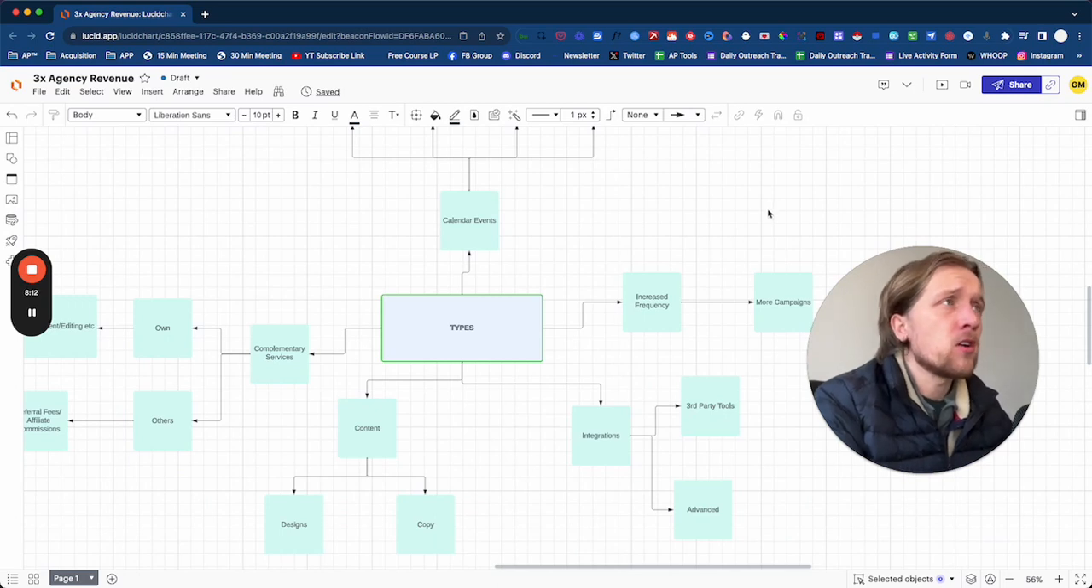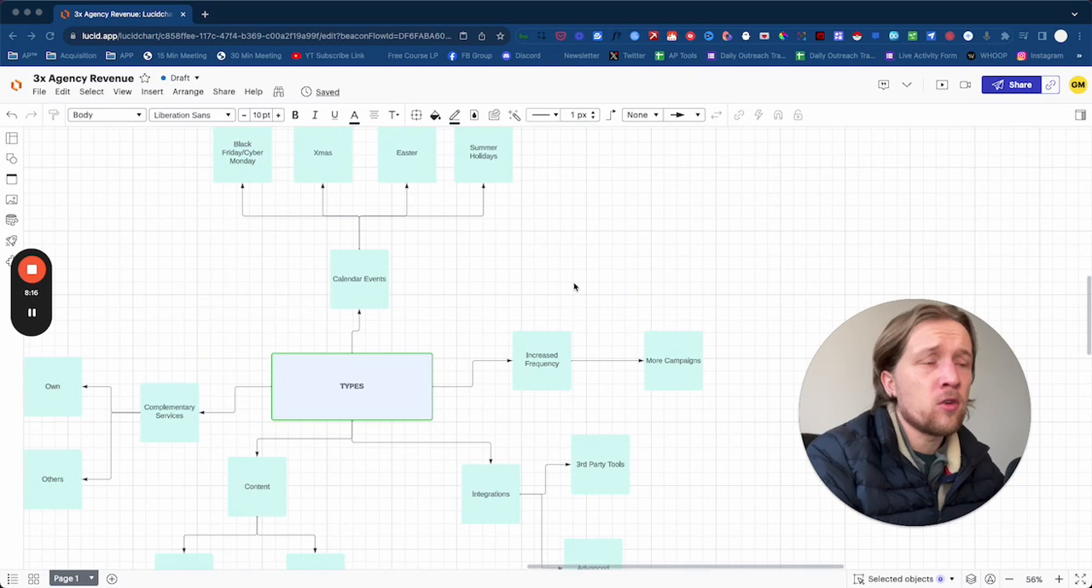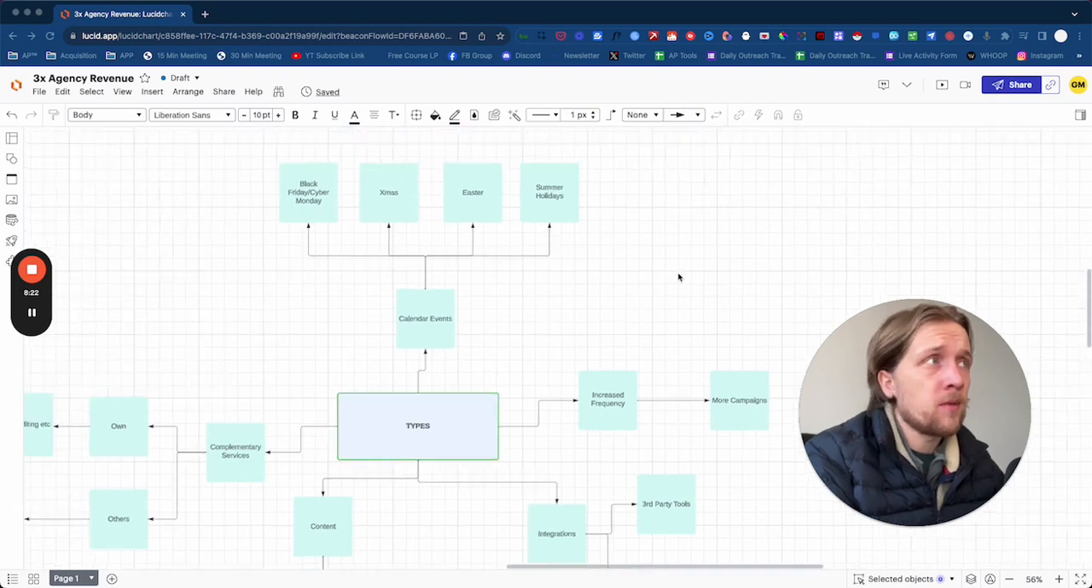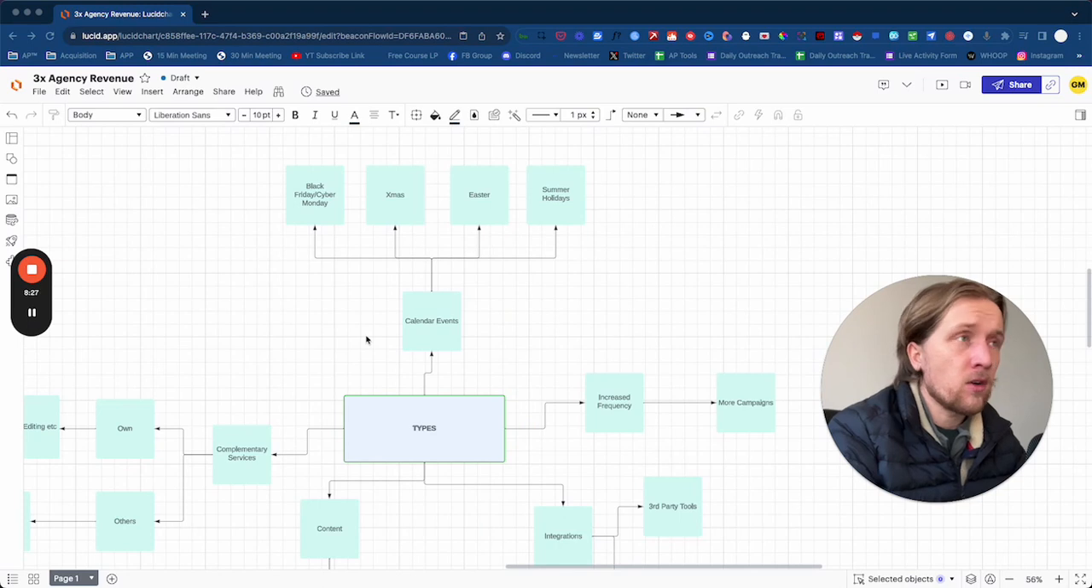In the context of an email marketing agency, you might be thinking, well, what else can I offer? I've already done an audit. I've given them a proposal. We're doing campaigns. We're doing flows, things like that. So I'm going to talk you through some examples here. The first example that you need to try and implement is anything that correlates to calendar events.